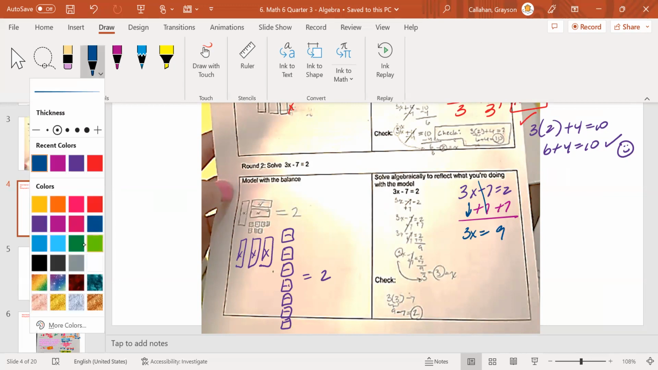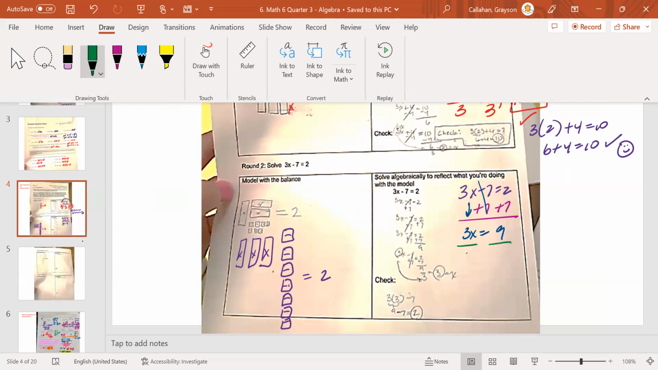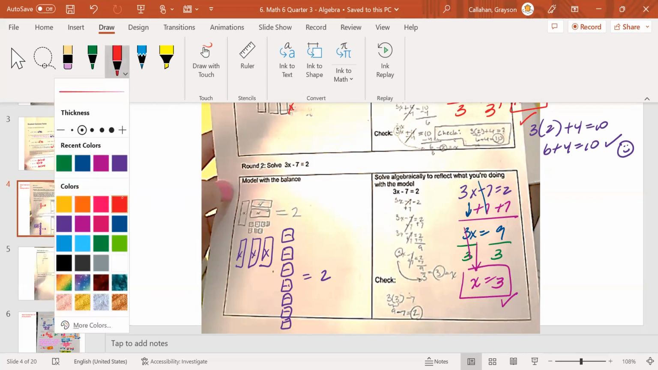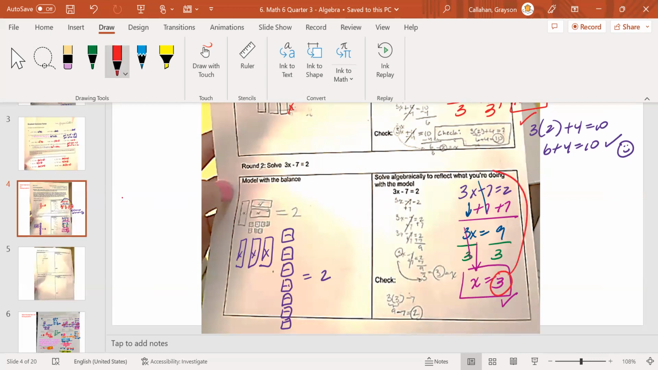How do you get rid of the 3? What's the opposite of times by 3? Yeah, so when you do that, that 3 cancels. Bring down the x. x equals 3. So when you check this, you take this 3 and you plug it back into the original equation where x is. So 3 times 3 minus 7. Does that equal 2? Yes, it does. So you know you already did it right.